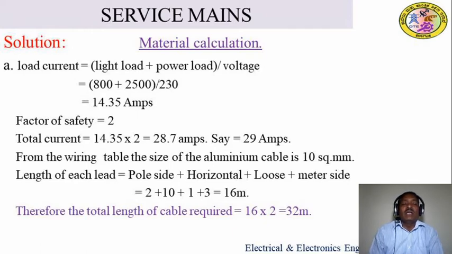Therefore, the length of cable is equal to the number of leads times each lead. First we have to find one lead. If it is single phase, lighting load, we multiply by 2. If it is three phase, you multiply by 4. First you have to calculate the length of one lead. So the length of each lead is equal to pole side plus horizontal plus looseness plus meter side.